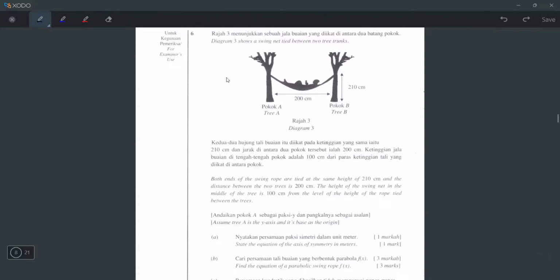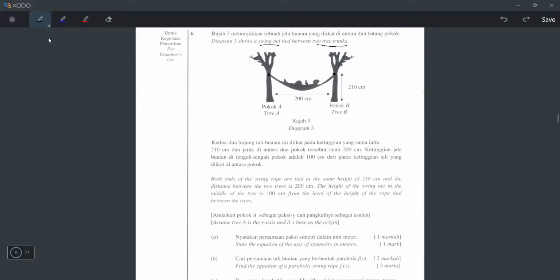Okay, this is also quite a difficult question, right? So, all right, let's not waste any time. Let's continue. Diagram 3 shows a swing net tied between 2 tree trunks. So there's a tree here, and it's a swing net. So it's tied here, and you can see the distance between the 2 trees is 200, and the height, okay, is 210. So you tie the net at this height, right?